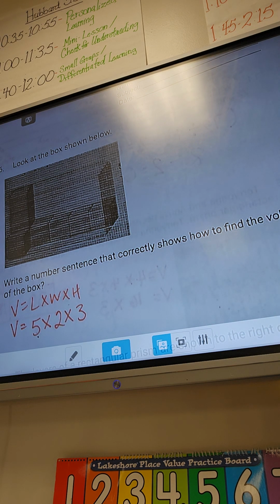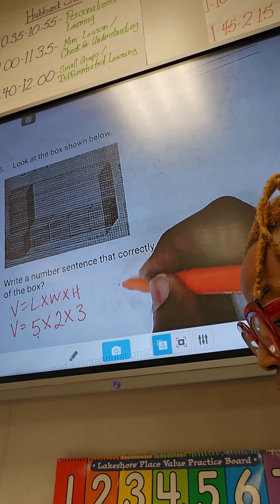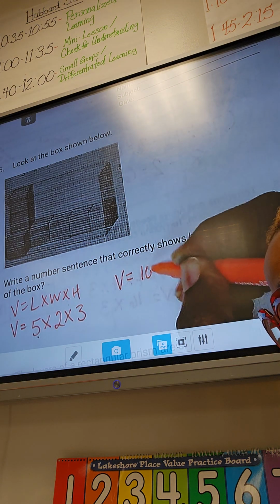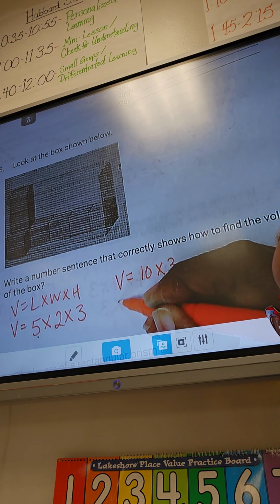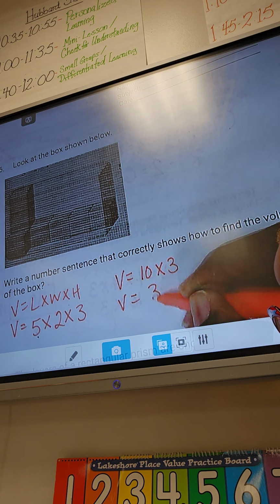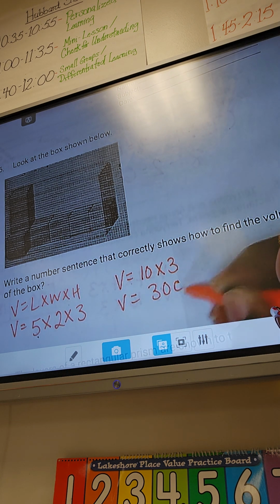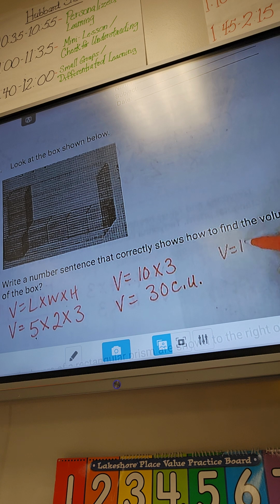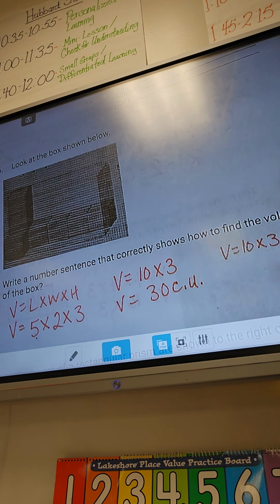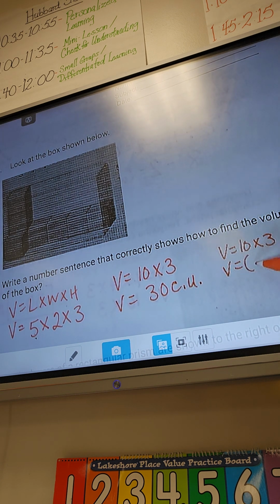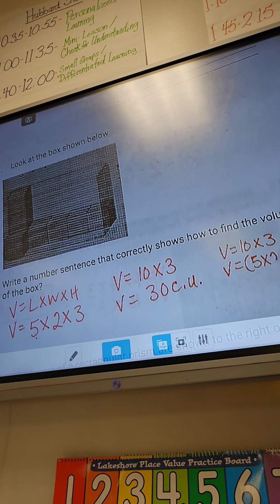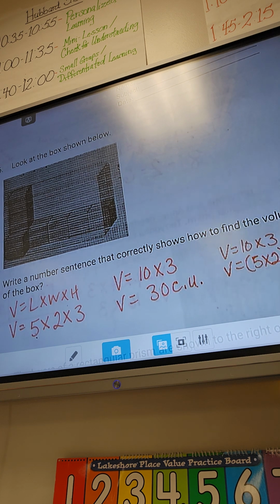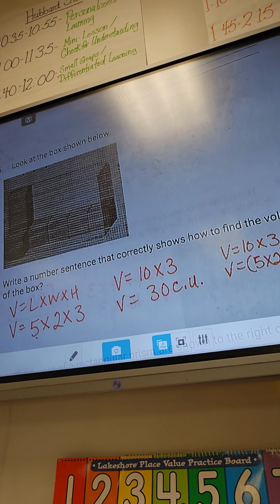Volume equals 5 times 2 times 3, which means volume equals 10 times 3. Volume equals 30 cubic units. Remember, this could also say volume equals 10 times 3, ladies. Don't forget that. Or volume equals, parenthesis, 5 times 2, parenthesis, times 3. Just don't forget, your equations can be written differently.